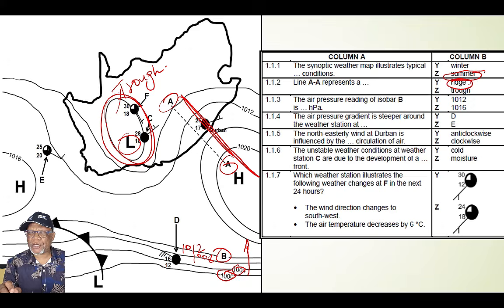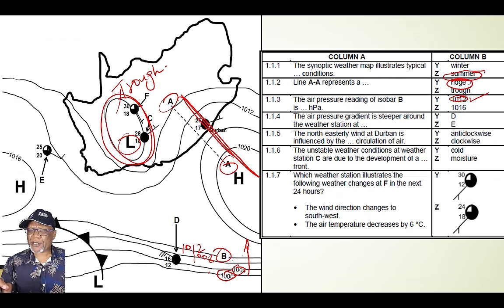So now the question is the air pressure reading of isobar B. Here is the isobar B. The pressure is increasing northwards, towards the H there. So as you do that calculation, this one is 1000, this one is 1004, which means this one will be 1008. Then 1008, when you add 4, is going to be 1012. So the correct answer there will be 1012, which is Y.